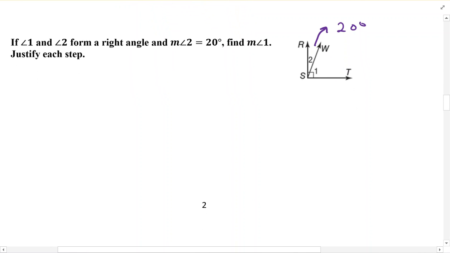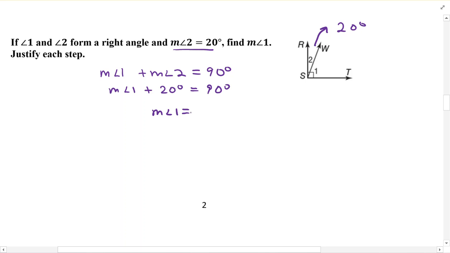In the next problem, we're told that angle 1 and angle 2 form a right angle, which tells us that they're complementary. And by definition of complementary, that means the measure of angle 1 plus the measure of angle 2 would equal 90 degrees. We're told that the measure of angle 2 equals 20 degrees. So solving for the measure of angle 1, we have that it is 70 degrees.